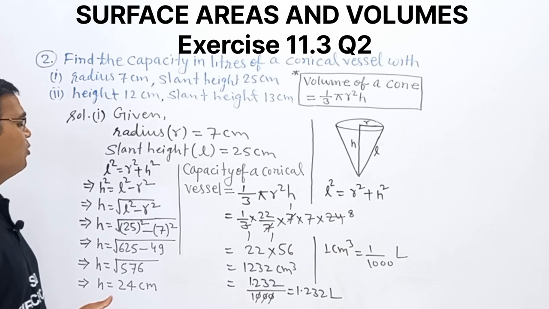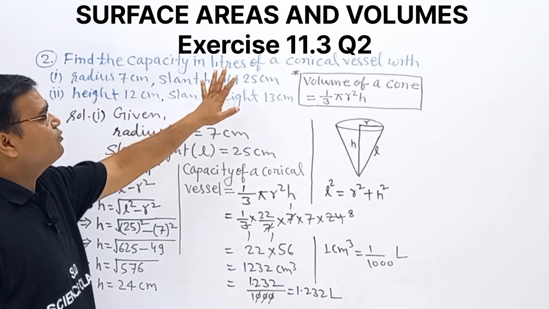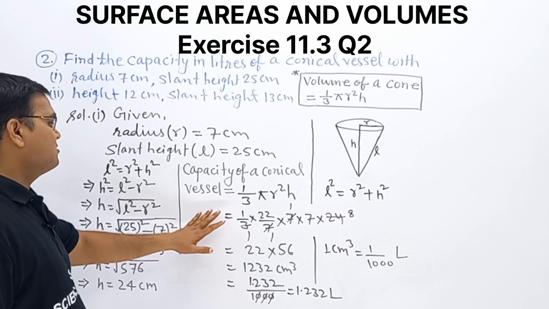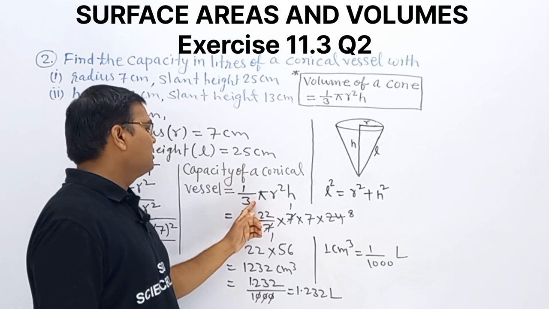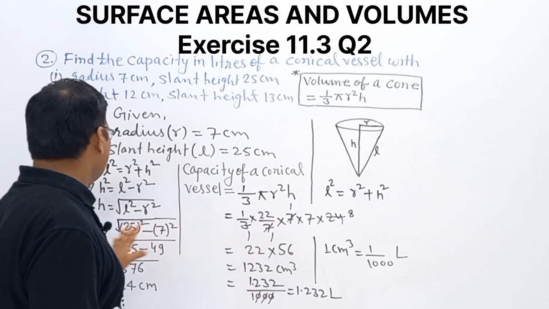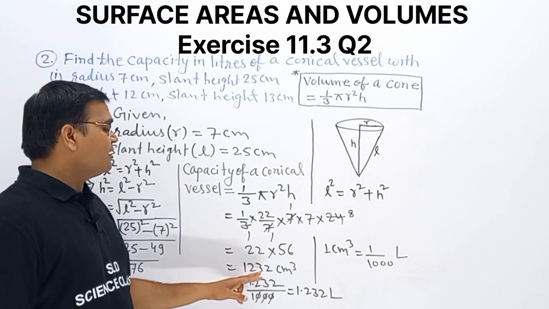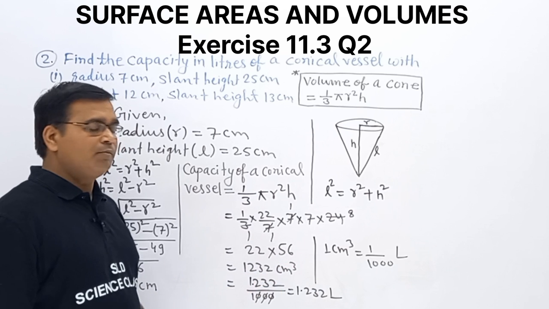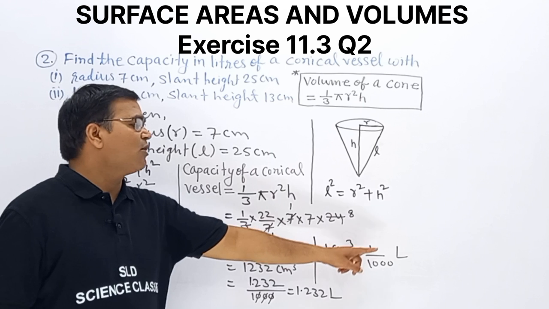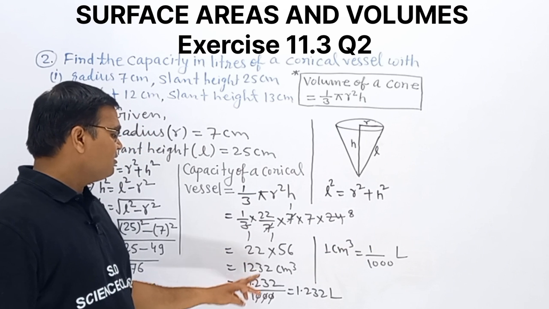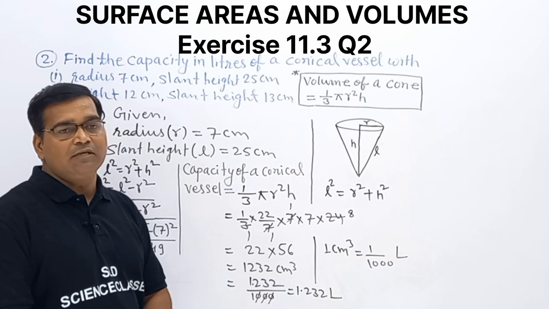So what are we getting? Simple. We want the capacity in liters of a conical vessel. So we have the formula for volume of a cone in which r and h are required. So we are putting the values and solving. We are getting 1232 centimeter cube, but we require it in liters. So 1 centimeter cube is what? 1 upon 1000 liter. So we are dividing this by 1000, then we are getting 1.232 liter.